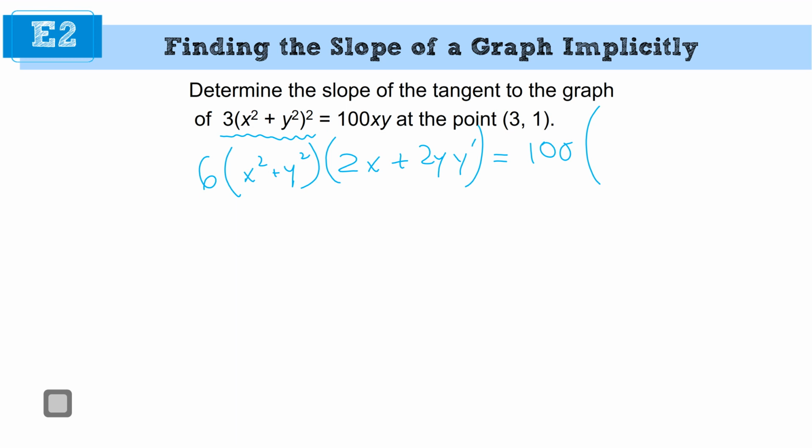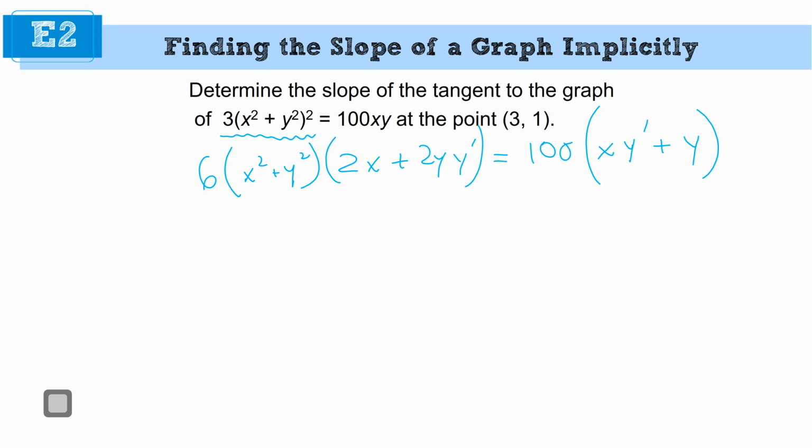Uh-oh, x times y. Product rule. The first times the derivative of the second. What's the derivative of y? 1 y prime. Plus derivative of the first, which is 1, times the second, which is y. Told you, that wasn't so bad, was it? Oh, it's about to get worse.